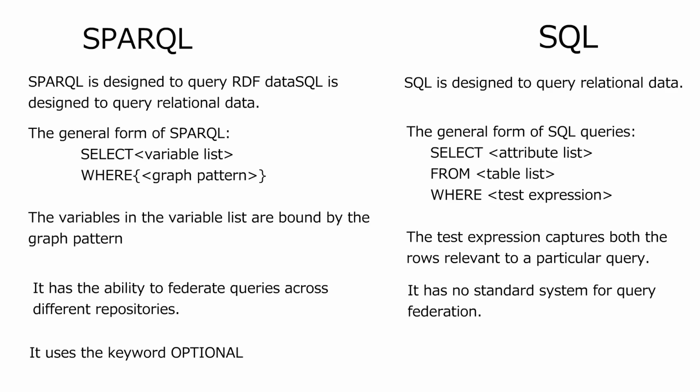SPARQL uses the keyword OPTIONAL. SQL uses the keyword LEFT OUTER JOIN instead of OPTIONAL.